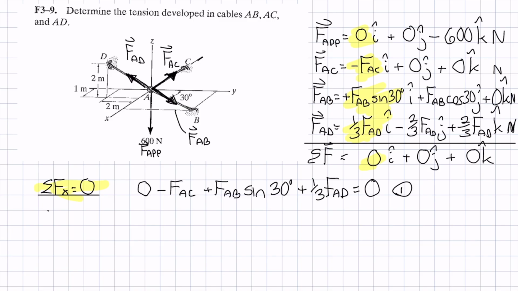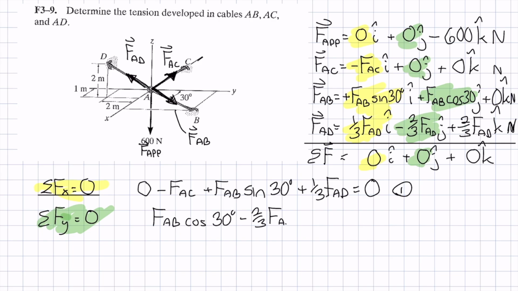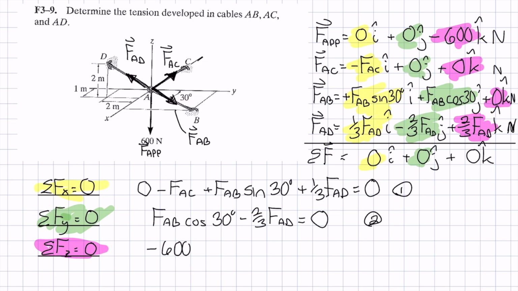I'm going to do something similar for the y components. I'm not going to even put the zeros in. I'm going to get F_AB cosine 30 minus 2/3 F_AD equals 0. I'll call that equation 2. And finally, let's add up all the z components. This is just going to be minus 600 plus 2/3 F_AD equals 0.